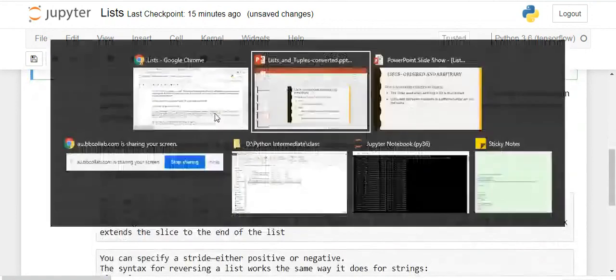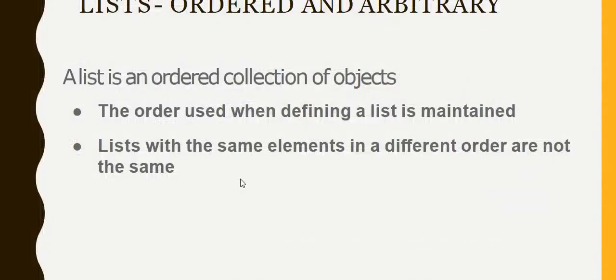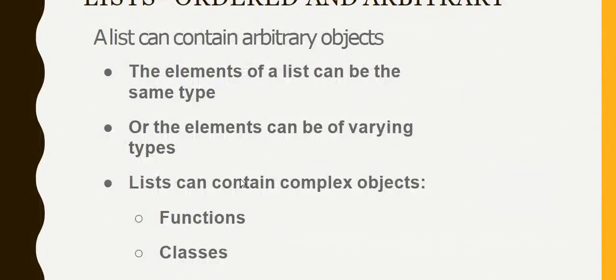Now the next point is that a list can contain arbitrary objects. I've already told you that, but not all the points are clear. The first is that it can be of the same type. The elements or objects present inside a list can be of the same type. They can also be of varying types, meaning integer, float, complex number, any type of data, string type of data. It can also have complex objects, for example, functions, classes, modules.